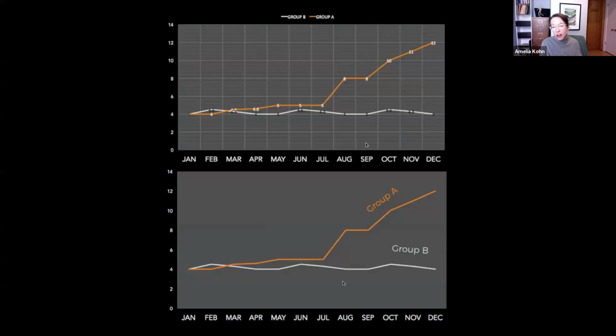So here again are two charts showing the exact same data, but in the chart on the bottom, I've removed a lot of distracting visual elements. So you can see I've removed the grid lines, I've removed those data labels, those little numbers, and I also removed the color legend at the top and just labeled the lines directly on the chart on the bottom. So with fewer distractions, the viewer can more easily compare those two trends, which is all I really want them to do.